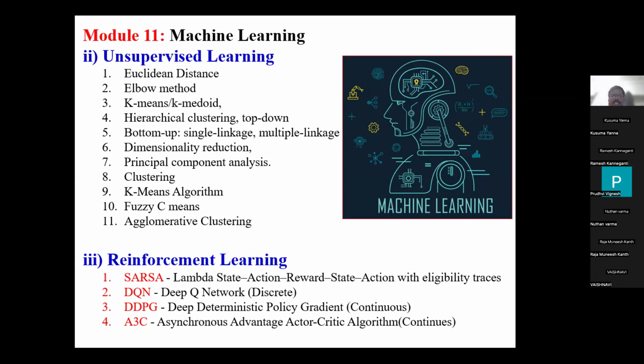SARSA is state-action-reward-state-action with eligibility traces, SARSA lambda. DQN is deep Q network, that is discrete. DDPG is a deep deterministic policy gradient approach. A3C is the asynchronous advantage actor critic algorithm. So these are the three approaches we are using under machine learning concepts.